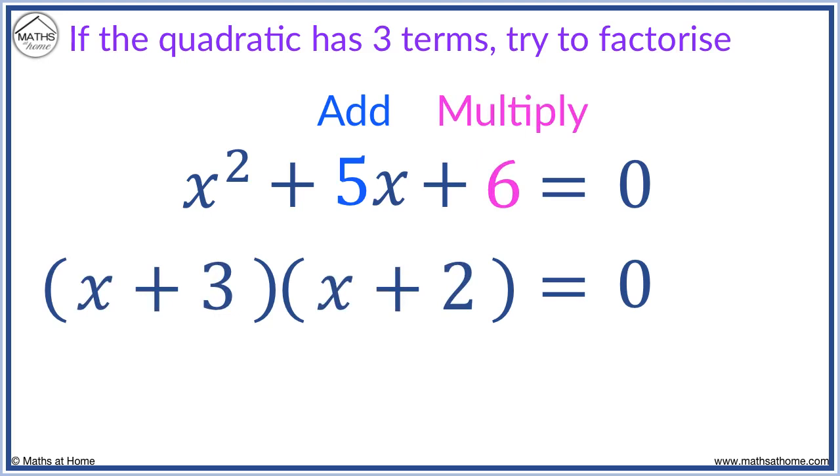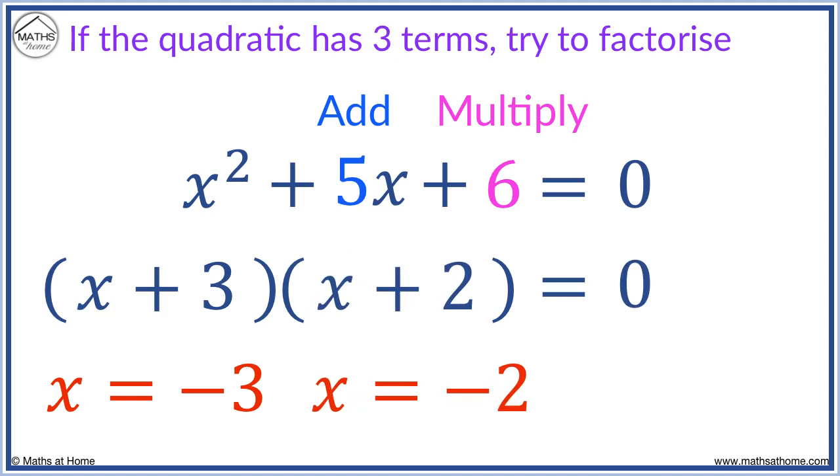Now we have factorised, we set each bracket equal to 0. If x plus 3 equals 0, then x must be minus 3. If x plus 2 equals 0, x equals minus 2.